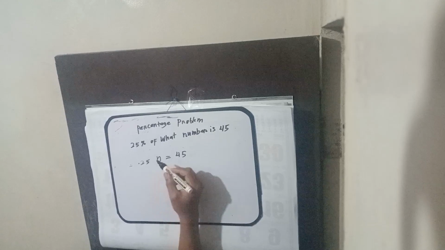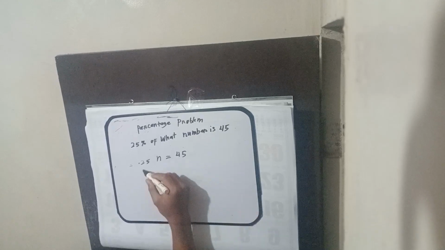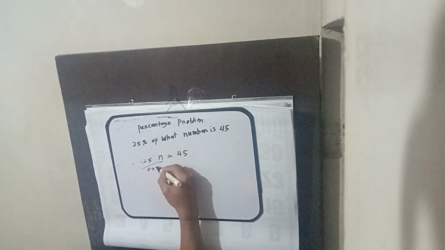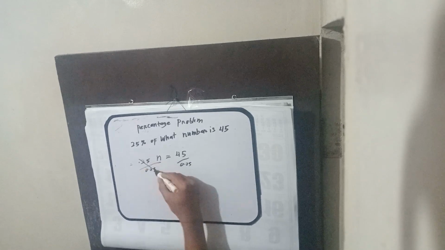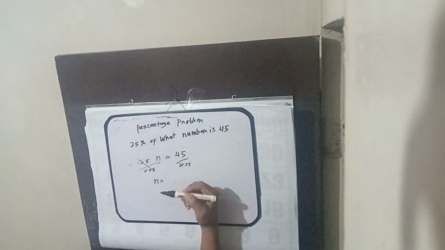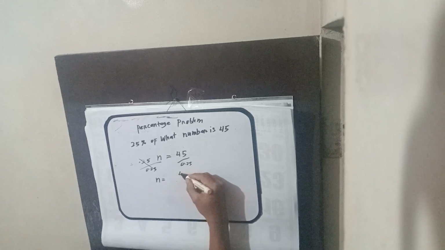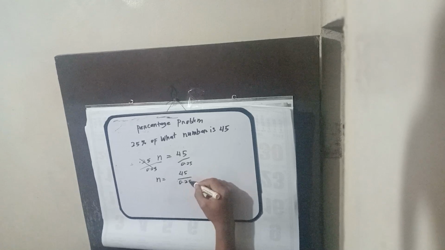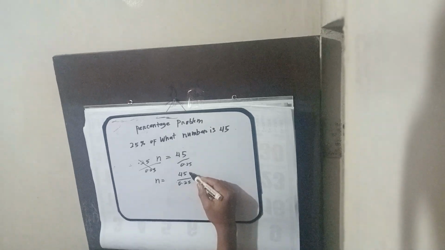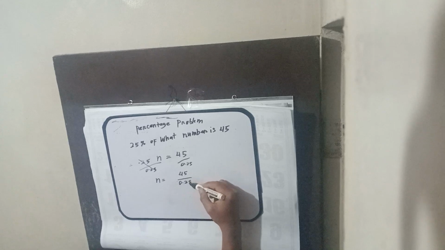So i-distribute natin yung 0.25 guys para may 1 yung n. So 0.25 over 0.25, cancel natin guys. So n equals 45 over 0.25. So para ma-divide natin to guys, ang gagawin natin guys, magdadagdag din tayo ng dalawang zero sa taas guys, kasi i-pull out natin itong decimal point, pupunta rito. Since dalawang decimal point, so we're going to add 2 zeros sa taas guys.